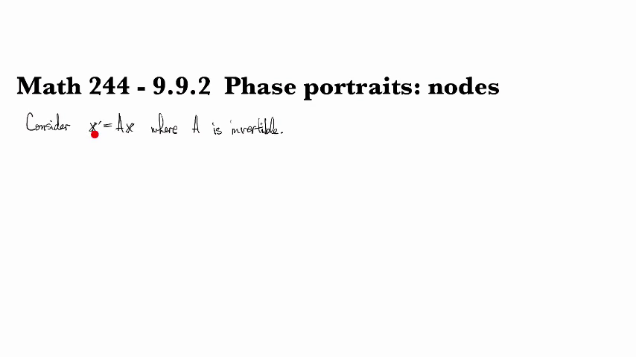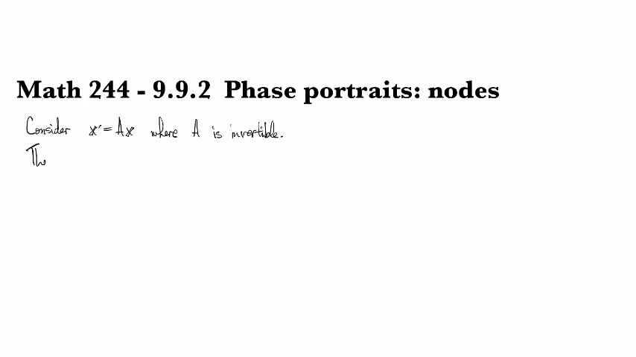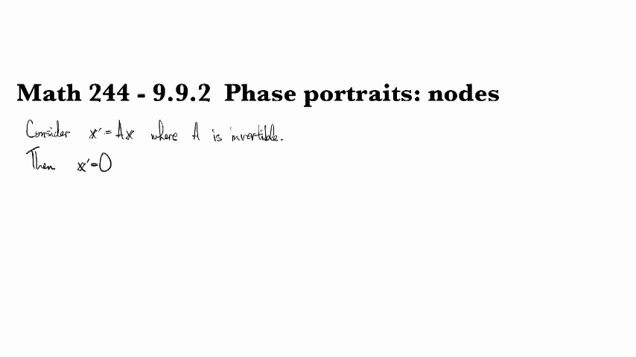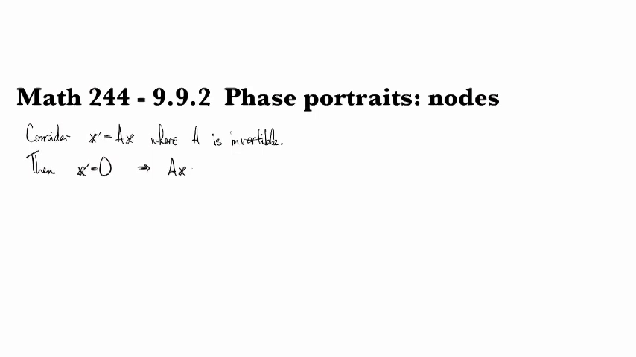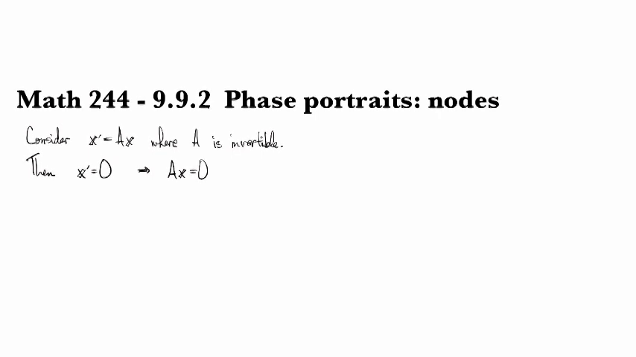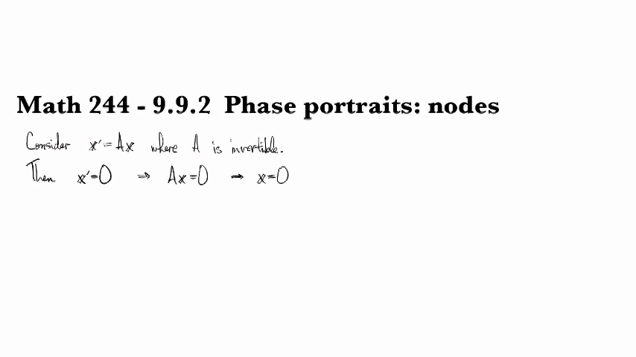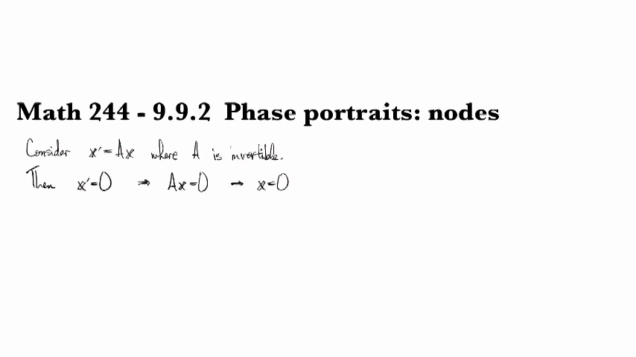So let's consider a linear homogeneous constant coefficient system like this, x prime equals Ax, where the coefficient matrix A is invertible. With this criterion, if we look for equilibrium solutions, then an equilibrium solution is a point where x prime is equal to 0. But if x prime is equal to Ax, then that implies that Ax is equal to 0. If A is invertible, then Ax equals 0 implies that x has to equal 0, right? The only solution to the homogeneous equation for an invertible matrix is the trivial one.